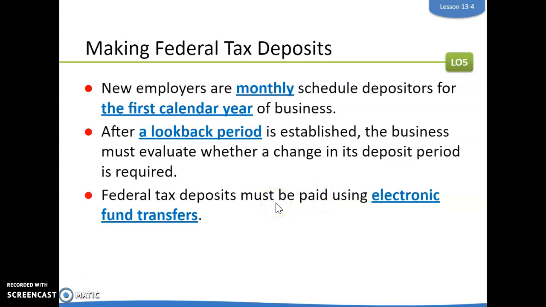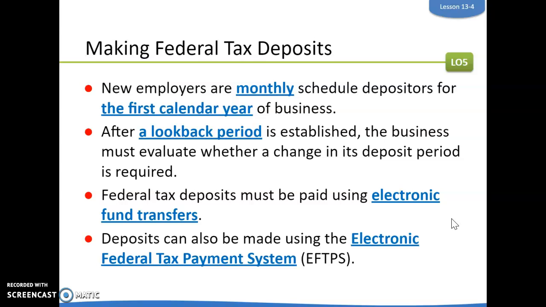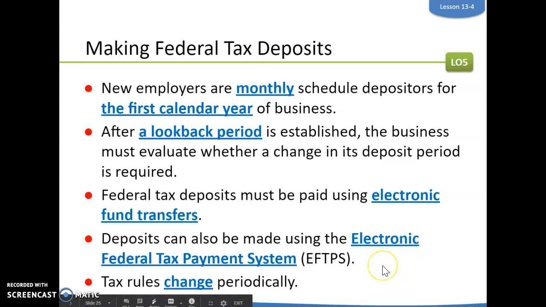Federal tax deposits must be paid using electronic funds transfers, so EFTs. We had talked about that in a previous chapter. And then deposits can also be made using the Electronic Federal Tax Payment System. And then remember that tax rules change periodically, so it's always important if you are in accounting that you check the tax rules, because it could change some things in how you operate.